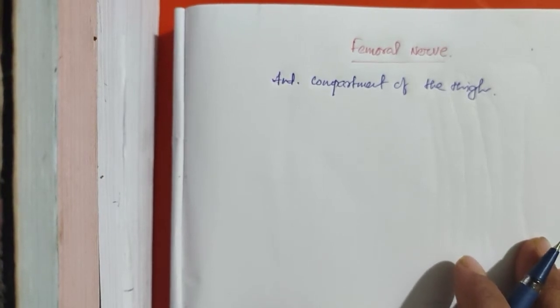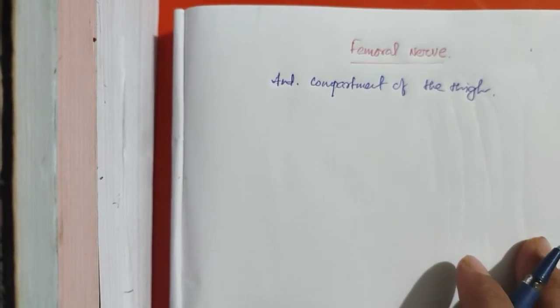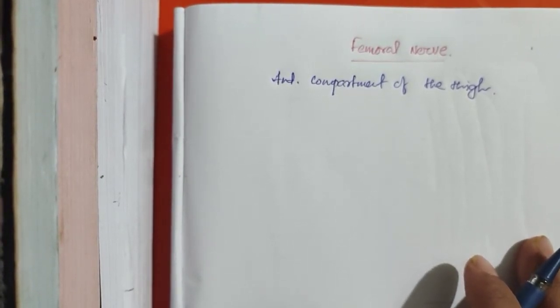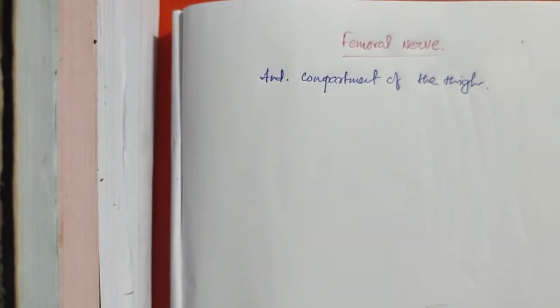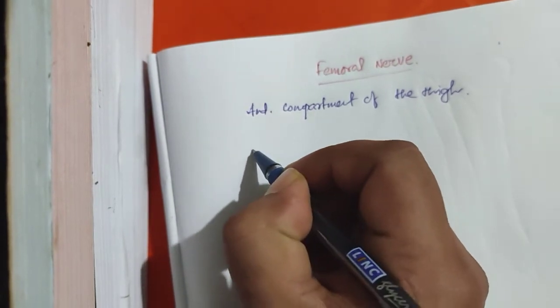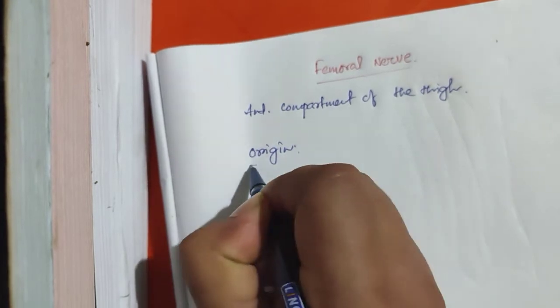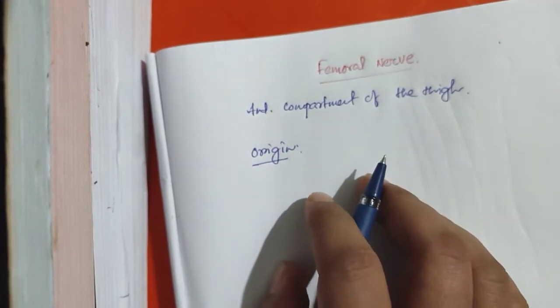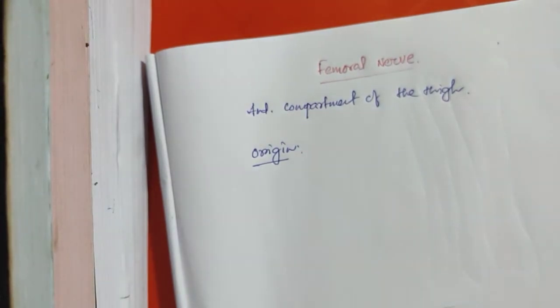And here we will discuss its origin, course, distribution and its various branches. First one, the origin. It originates from the lumbar plexus.